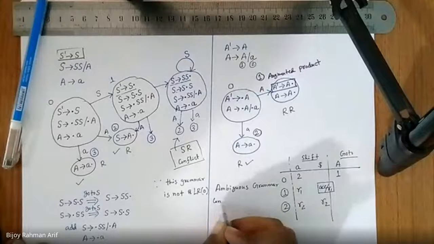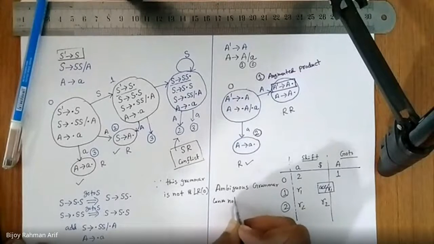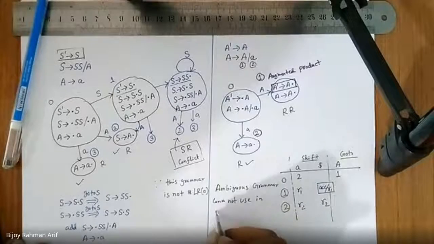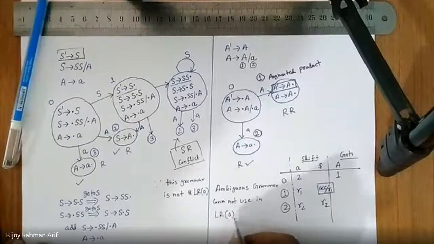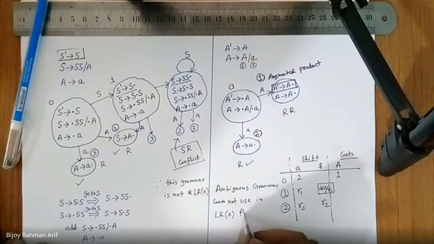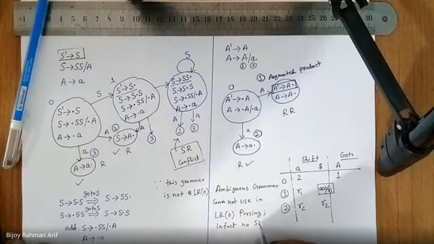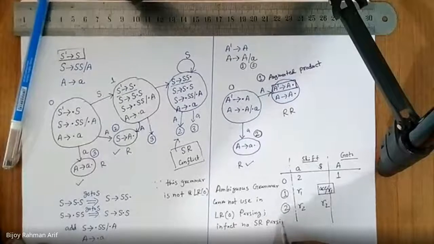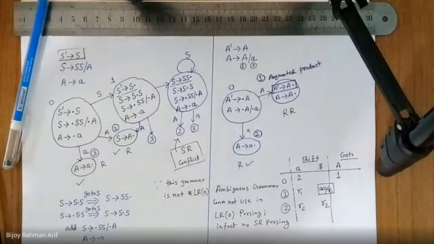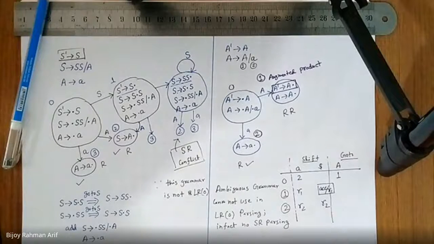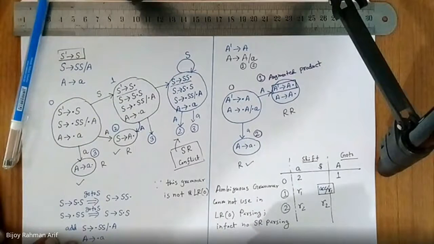Ambiguous grammar cannot be used in LR0. In fact, no SR, except operator precedence parser.